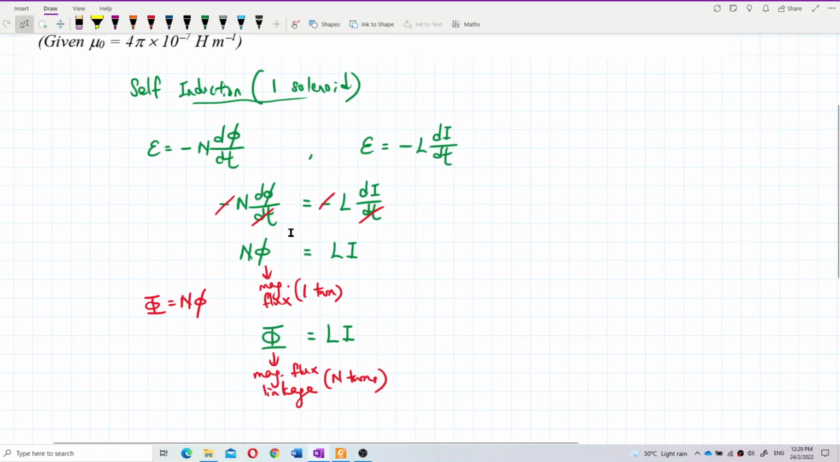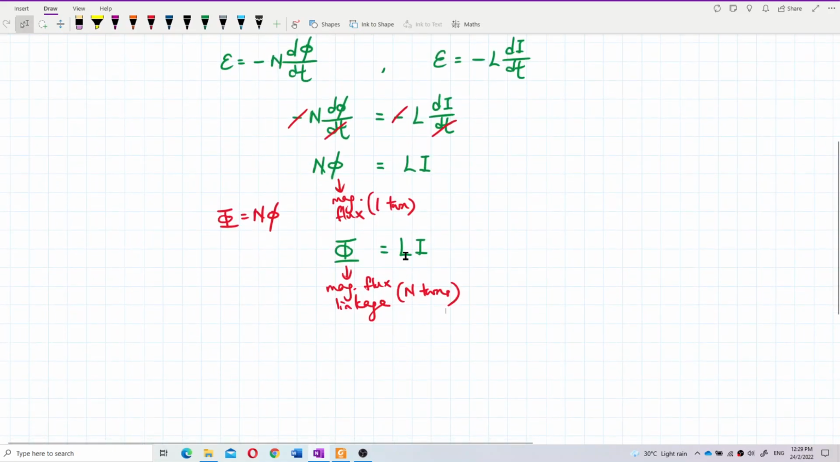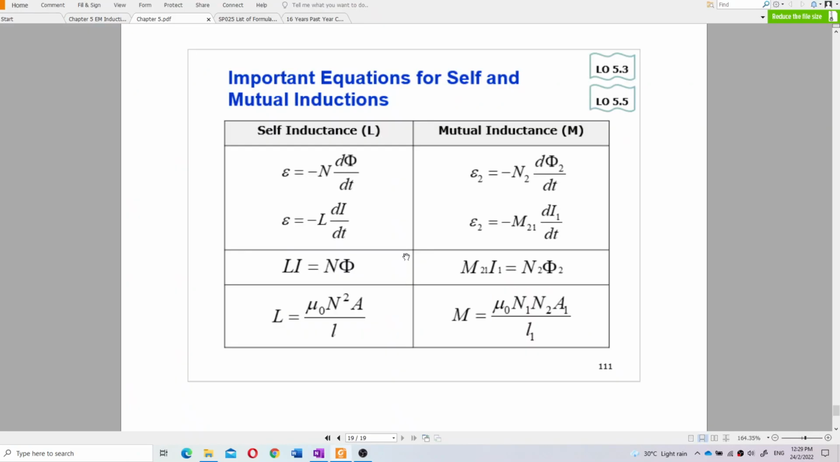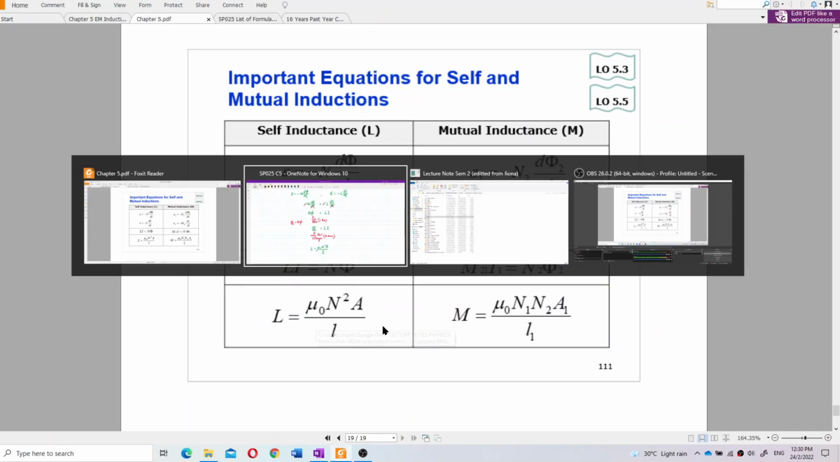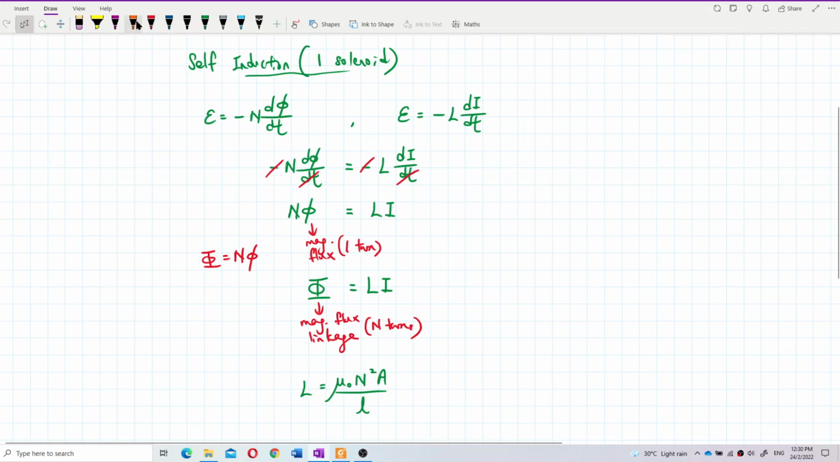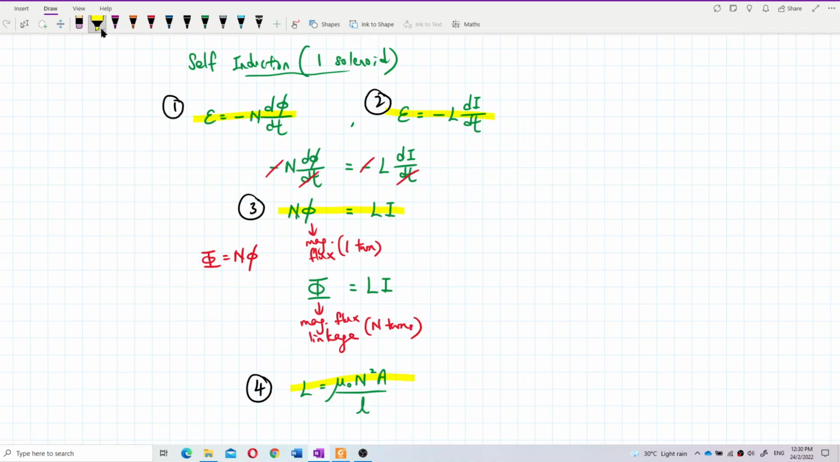And then I can further elaborate the L. Lastly, I have the formula: L is mu naught N squared A over l. So I have this formula, which is an important formula. I just want to write it down. So I have formula 1, 2, 3 and 4, which I always use. These 3 formulas I'm going to use. Normally it's this one, this one, this one and this one. This one also can, it is the same as this one.